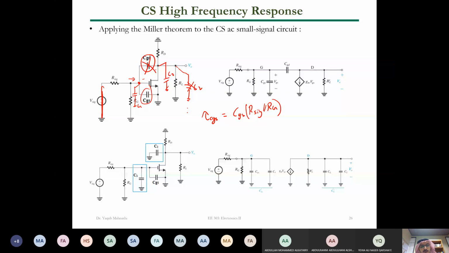So what do you see from C1 and CGS? Let's now consider the pole. I'm not interested in finding the value of the capacitors; we'll do it in the next slide. But what about the pole of C1? What is the time constant of C1? If I say time constant for C1, it means I am ignoring CGS, I am ignoring C2, and I am deactivating all sources.